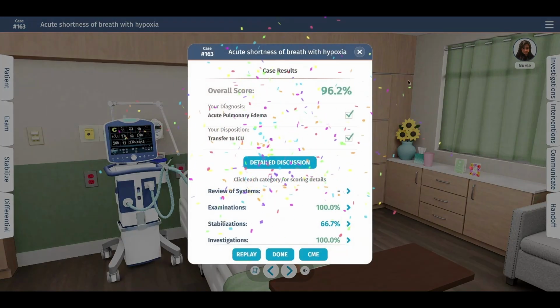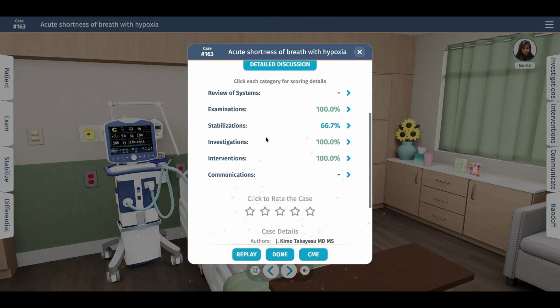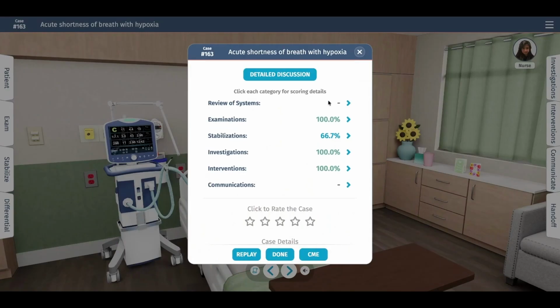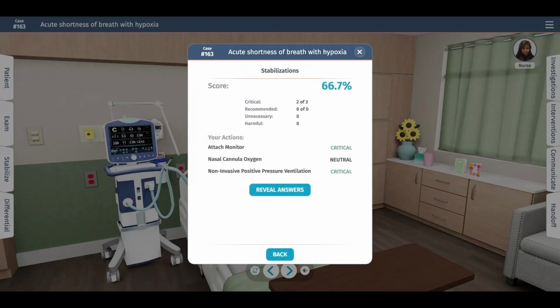Finish. 96. Let's go. Okay, so let's break it down. Review of systems is obviously irrelevant. Not irrelevant, but not obtainable in this situation. Examinations 100% shocking. I did them all. Stabilization 66%. What?